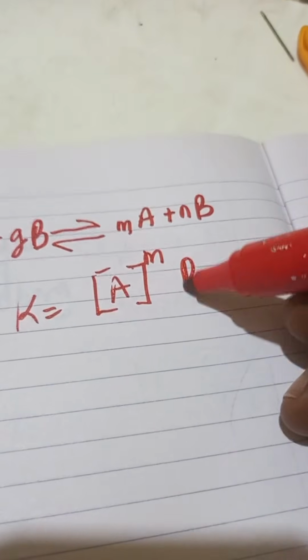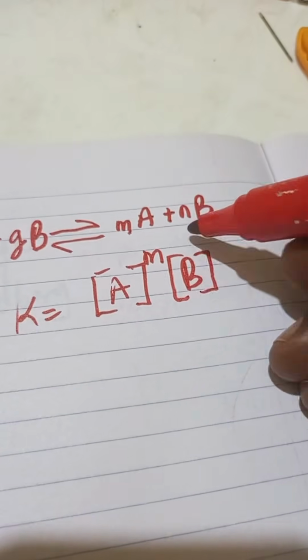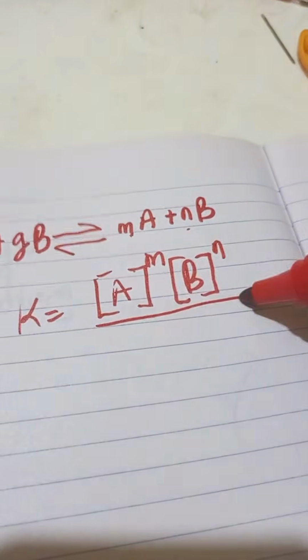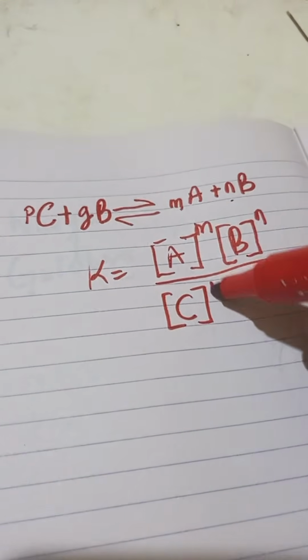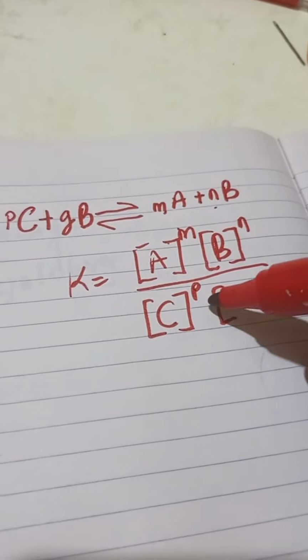Go to B. Cover it. Put this N as a power over. Then go to the reactant side. The reactant must be under. Put the P there. Don't put anything in their middle.